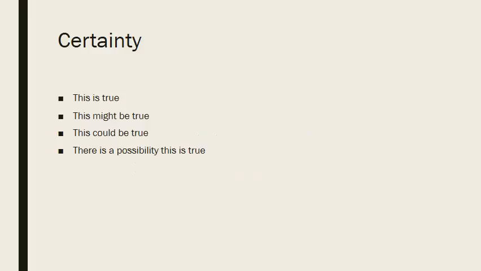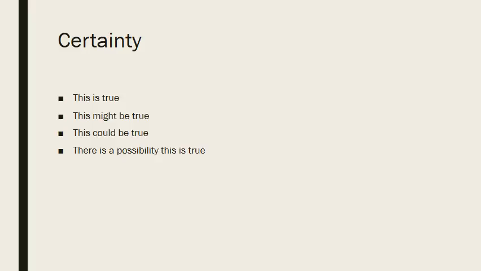Let's look at some examples. If I'm talking about certainty, there's different ways I could go about it. I could say something is true, which is a high level of certainty, like I'm not really creating any room for doubt. But I could just as easily say this might be true, which makes me seem a bit less certain. This could be true, or there is a possibility this is true.